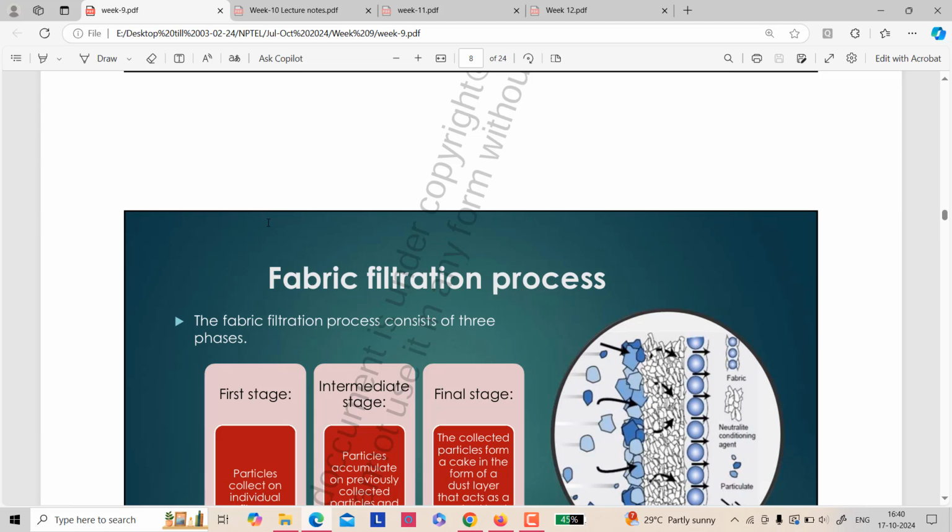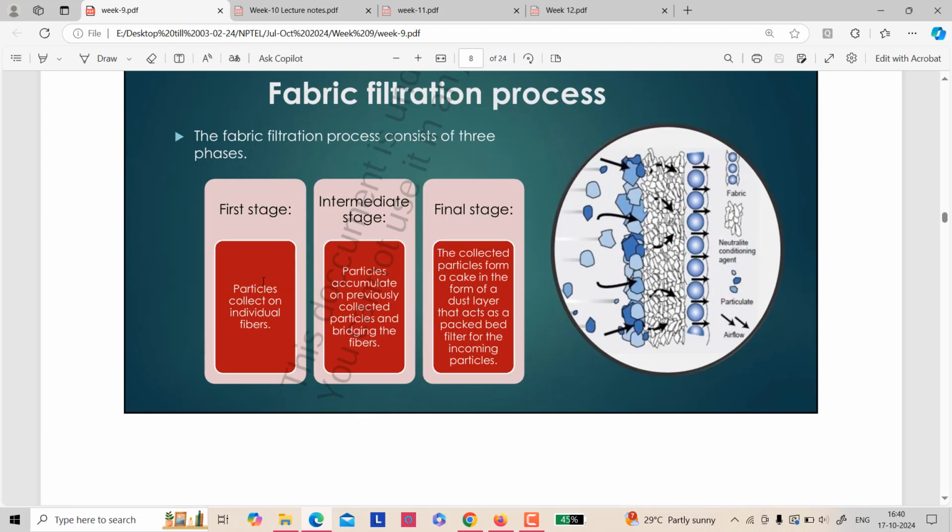This is the filtration process. In the first stage, the particles collect on the individual fibers. In the intermediate stage, particles accumulate on previously collected particles and bridge the fibers. In the final stage, the collected particles form a cake in the form of a dust layer that acts as a packed bed filter for the incoming particles.